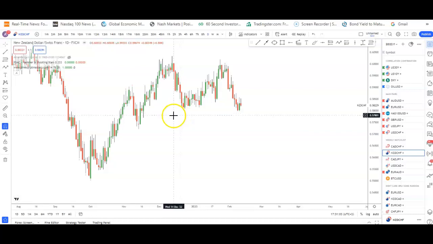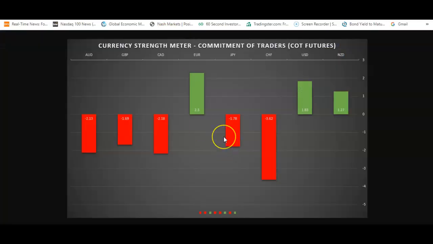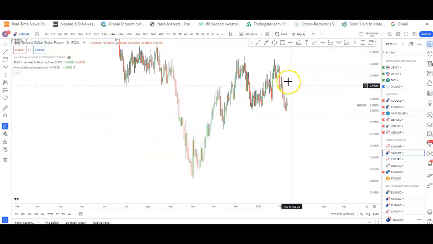There is a lot of fundamentals this week, especially CPI on Wednesday for USD. I'm looking at NZD CHF now. I'm looking for buys. You can see that CHF is weak on the COT reports, and then bullish on NZD. So bullish NZD, bearish CHF. Looking for buys on here.